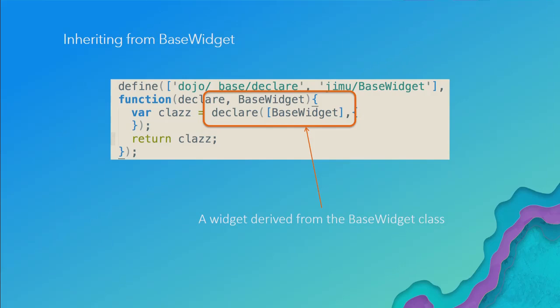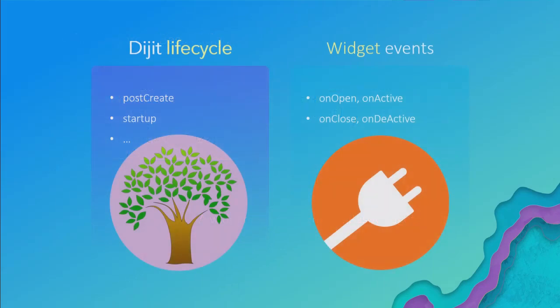Base widget is a module provided by the jimu library of Web AppBuilder. This is similar to plain Dojo applications, where we inherit from dijit widget base, which provides us with the dijit lifecycle methods like postCreate and startup on the left here. But in Web AppBuilder, we are extending from base widget, so we also have additional lifecycle methods that we can use, like onOpen, onActive, etc.